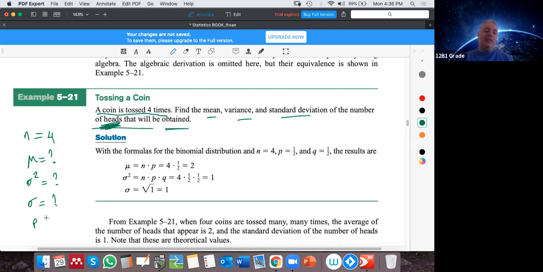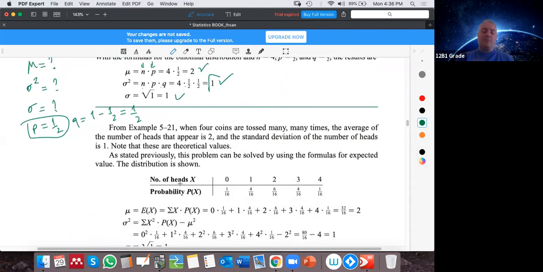So what is the probability to see the head? To see the head, 1 over 2. So what is the q? 1 minus 1 over 2, which is not to see head. It means to see the tail, which is 1 over 2. And then n times p, 4 times 1 over 2. It comes to 2. Variance, n times p times q, 4, 1 over 2, 1 over 2, 1. And standard deviation, square root of 1, which is 1. That's it. We solved the question.